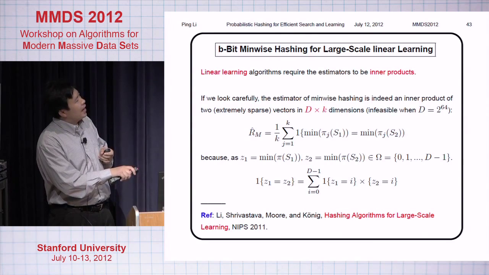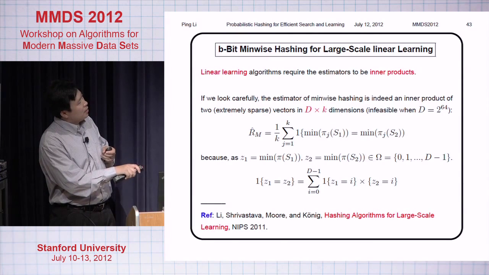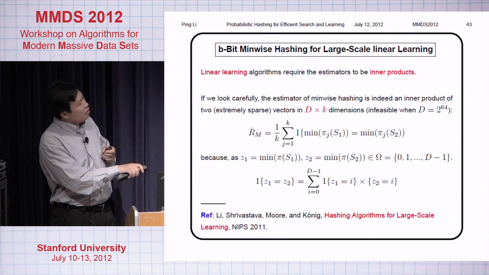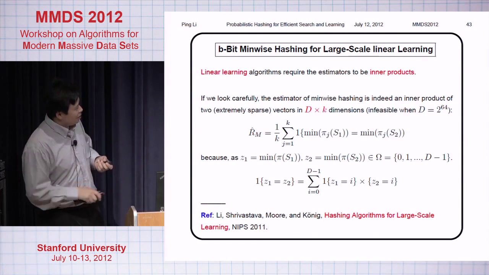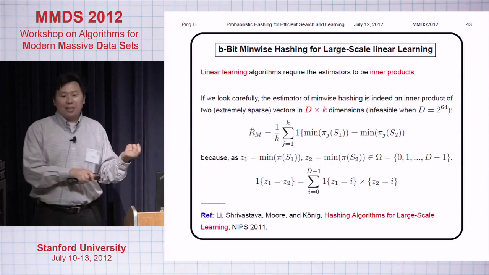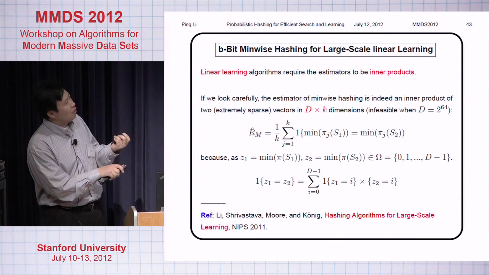So for example, if we want to test whether 2 numbers are equal, where the numbers range from 0 to d minus 1, the numbers being equal is actually an inner product of 2 extremely sparse vectors with exactly one 1, and all the rest are 0. So it's a very silly inner product, but it is an inner product. So that means in principle, you can use it for learning.